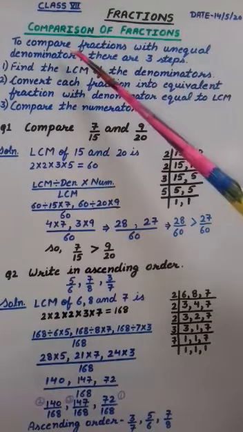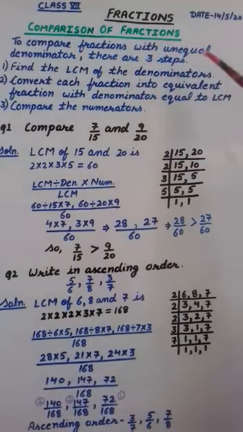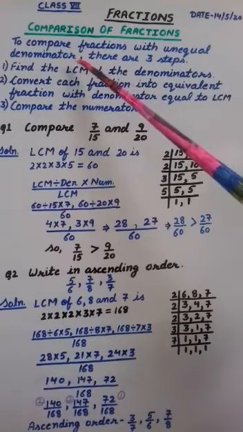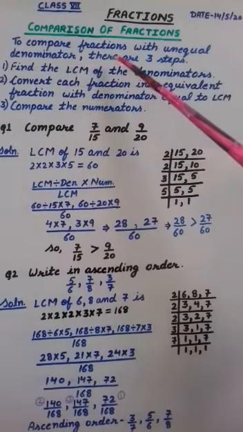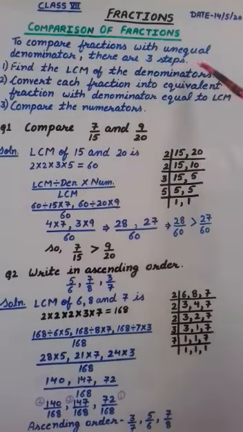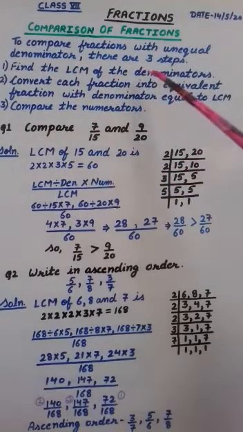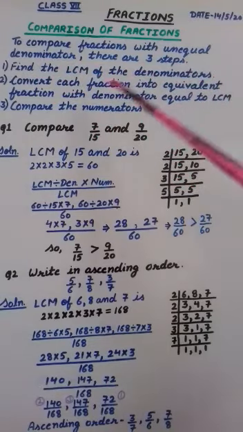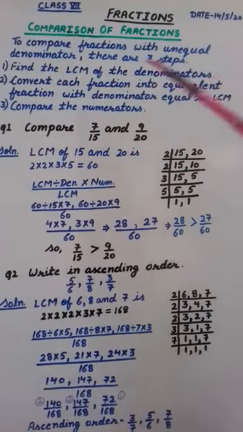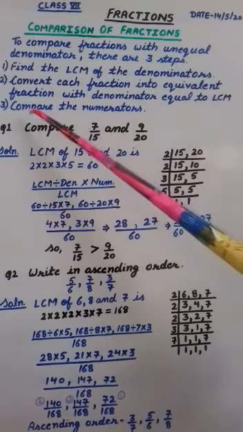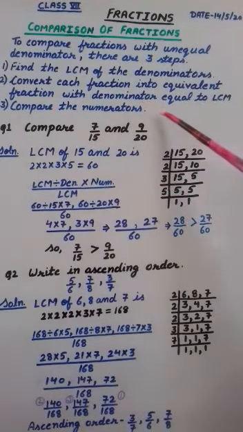Now, when we want to compare fractions with unequal denominators, that means if the denominators are different, there are three steps which we have to follow. First, find the LCM of the denominators. Second, convert each fraction into an equivalent fraction with denominator equal to the LCM, and then we will compare the numerators.